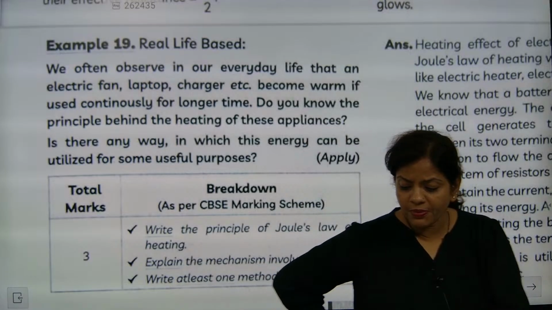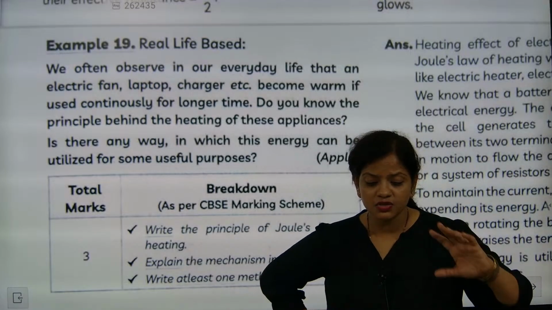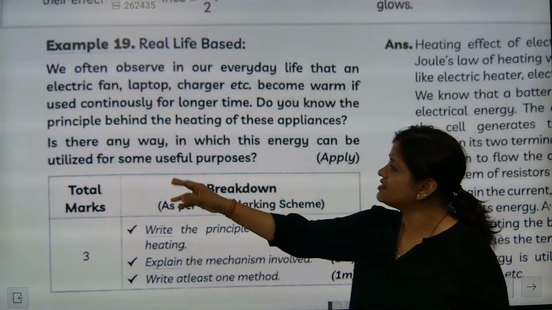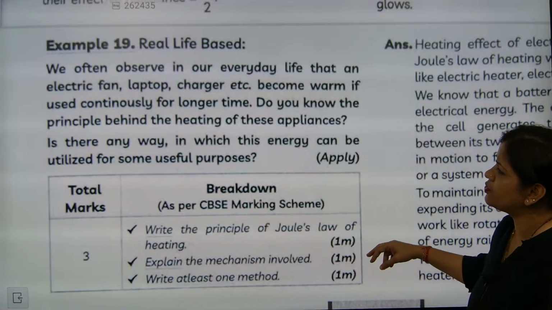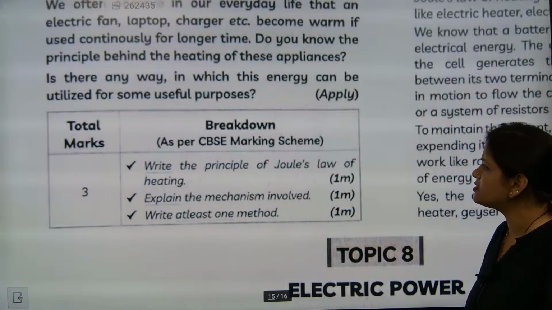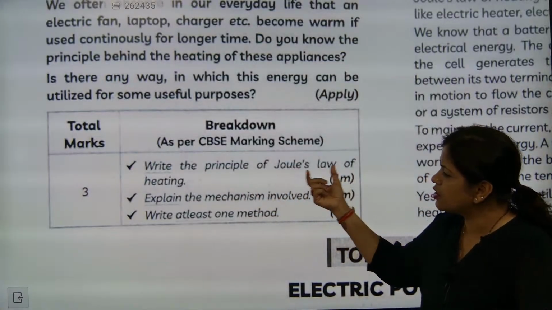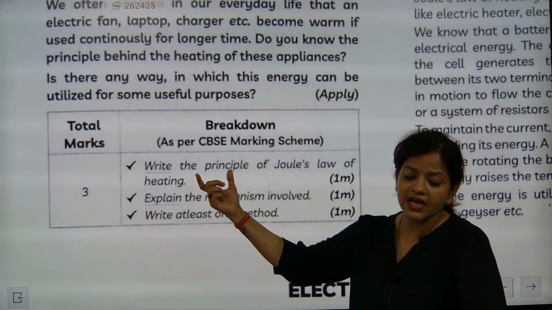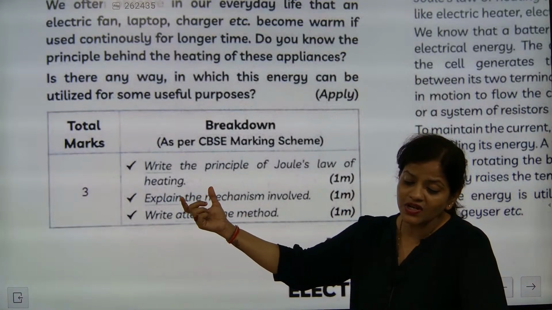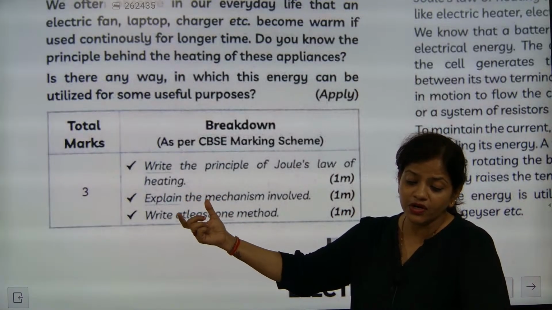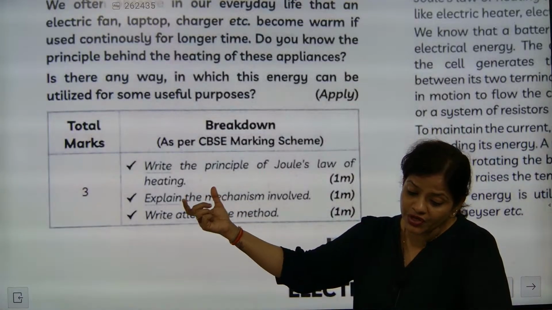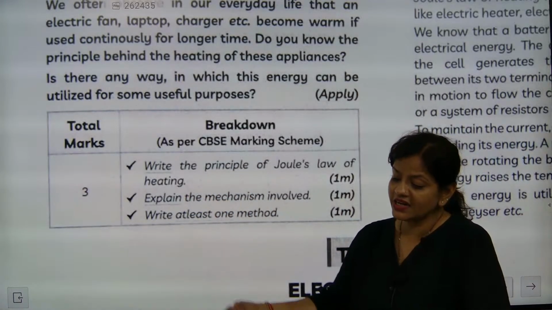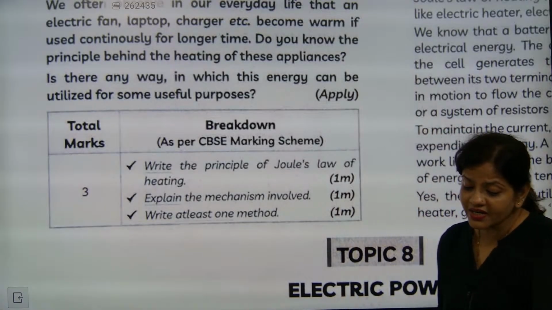You will not be prepared otherwise. Correct, now that we understood the heating effect of current. But here, is there any way in which the energy can be utilized for some useful purpose? So here, write the principle of Joule's law of heating effect. Whenever current continuously passes, the wires will have resistance, so it will definitely convert the current energy into heat energy. So every appliance which is working will get this heat energy, and it will start getting heated.